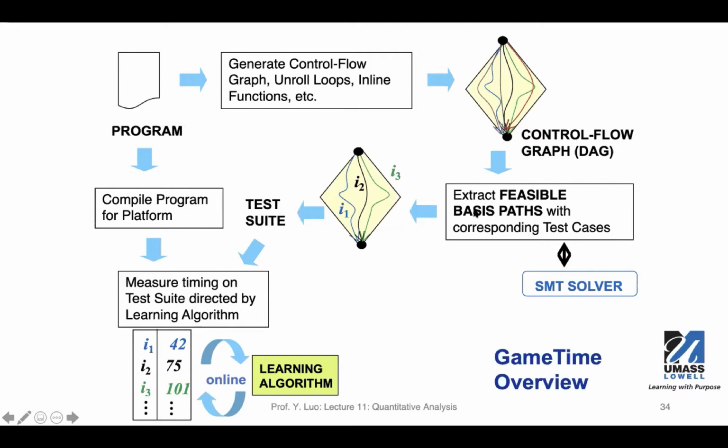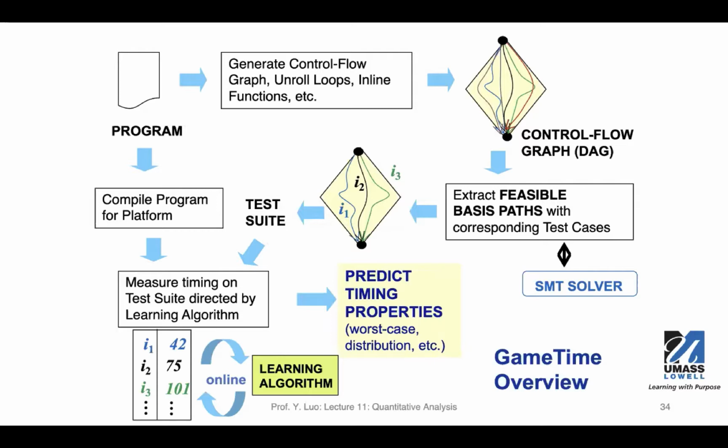It will extract feasible basic paths using test cases and get ready for combining with the other part of the analysis, where we use measurement to understand the execution runtime behavior on the processor, and then use machine learning algorithms to combine these two, finally to predict the timing properties of this program, the worst case distribution, etc.